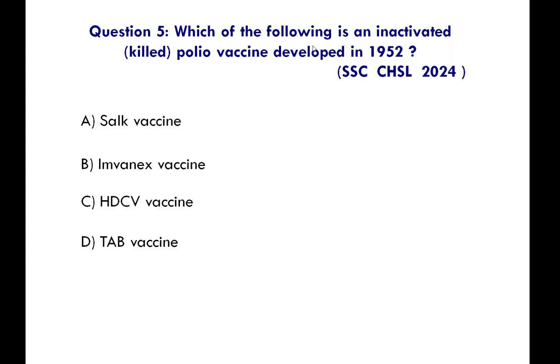Which of the following is an inactivated killed polio vaccine developed in 1952? And the options are Salk vaccine, Imvanex vaccine, HDCV vaccine, or TAB vaccine. So the correct option is A, that is Salk vaccine.